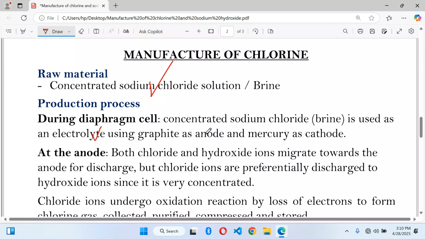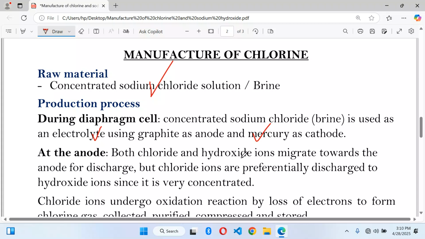Using graphite as anode and Mercury as the cathode. Okay, the same thing that we had. And then this time round, we are not looking at the cathode. Instead, we are looking at the anode. So at the anode, both chloride and hydroxide ions. Where are the chloride ions coming from?